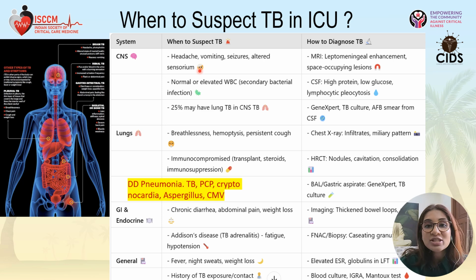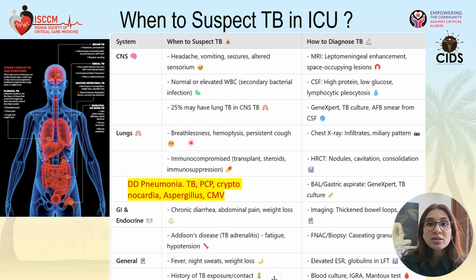So when do we suspect TB in the ICU? It is in a patient who is presenting with headache, vomiting, seizures, altered sensorium. Usually, patients with TB will have a normal WBC count, but if they are presenting in the ICU, they can also have an elevated WBC, which can be because of secondary bacterial infections. Many patients with CNS tuberculosis may also have lung involvement, maybe close to 25%, and may have lung manifestations as well.